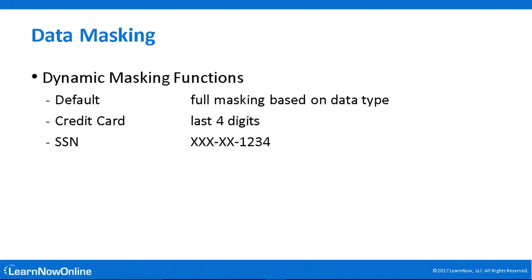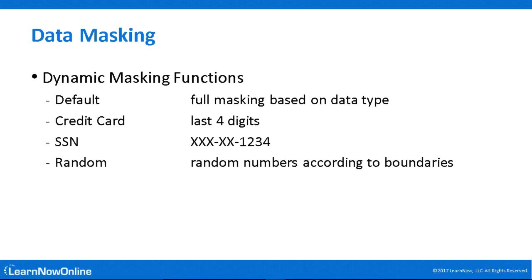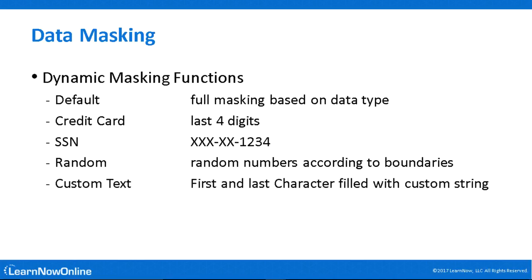Social security numbers will be XXX-XX-1234. So you need a custom one if you still want to show the last 4 digits of the social security number. Randomize is just a random set of display items based on boundaries you define in the function of the column. There's even one for custom text where the first and last characters are displayed, but you create some custom filler for the middle of the masked data.